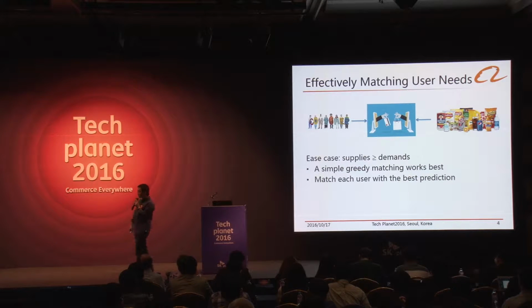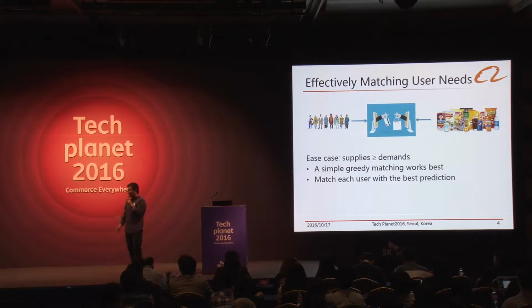Okay, now if we come to the matching question, usually we look at two different cases. The very first case is what I call the easy case, meaning in this case you do have abundant supply that can meet whatever users demand. So in this case, the supply is much larger than the demand, and you can simply present the user with the best predicted items without any worry.